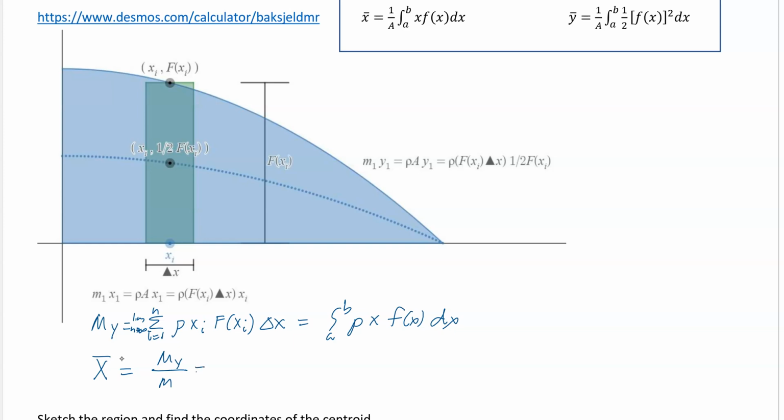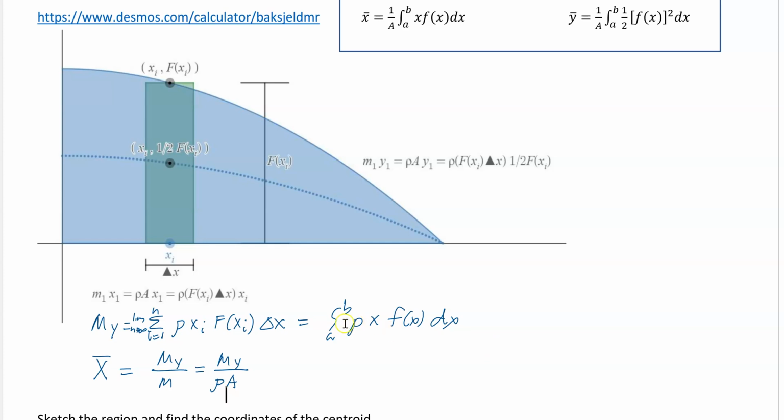Well, what is our mass here? Our mass is going to be the area of the entire thing times rho. That was the mass of just this one rectangle, so it'd be the mass of the entire thing. So this is going to be my all over, and then it's going to be rho A.